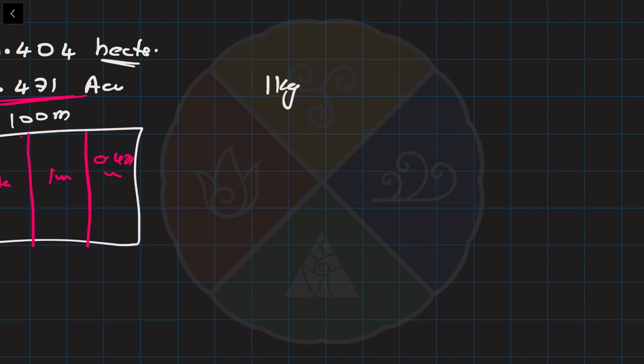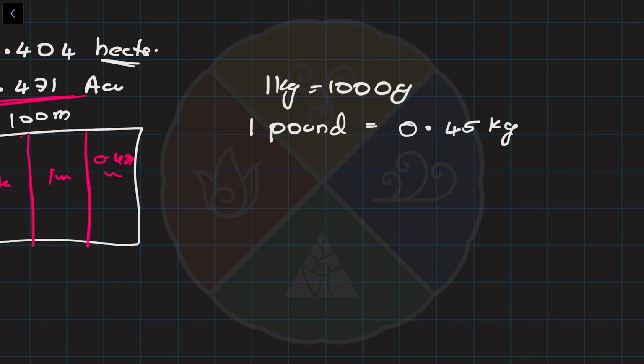Mass usually, 1 kg means 1000 grams. And there is something known as pound. It's usually used again by the US people. 1 pound basically means 0.45 kgs. That basically means pound is smaller. If I take 1 kg, inside that 1 kg I will have 2.2 pounds.